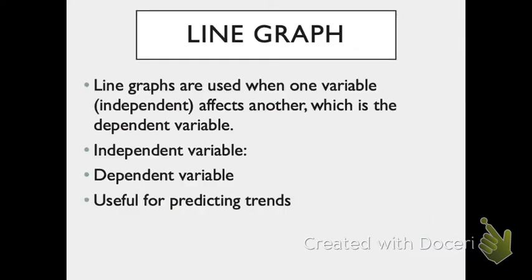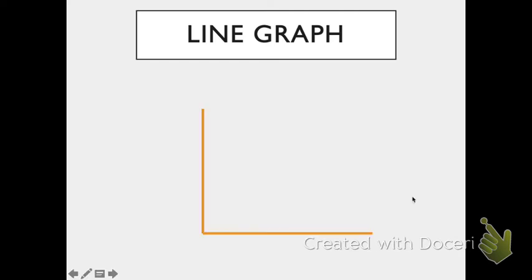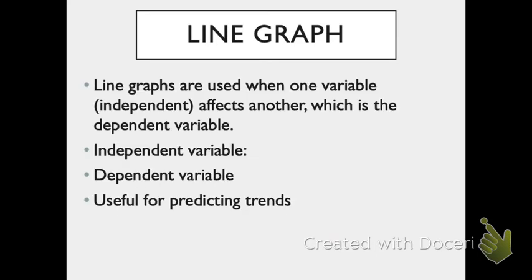All right, line graphs are the types of graphs we're going to start with first. Line graphs are used when one variable affects another, the independent variable and the dependent variable. We talked about those a little bit in our scientific method section. Line graphs are used when one variable, which is the independent variable, affects another. That's the dependent variable. Okay?